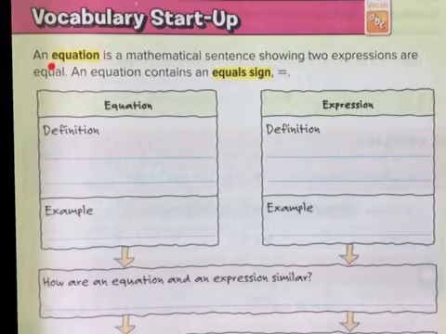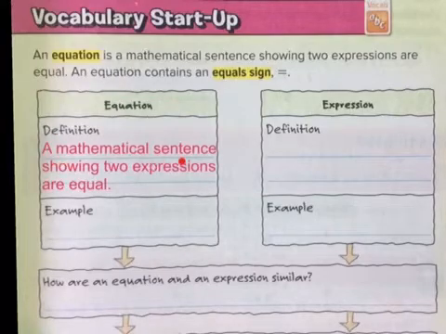As you can see, the word equation looks like the word equal, right? Equal, which means the same, right? An equation is a mathematical sentence showing two expressions are equal. An equation contains the equal sign to state that one side is the same as the other side. So let's look at the definition.